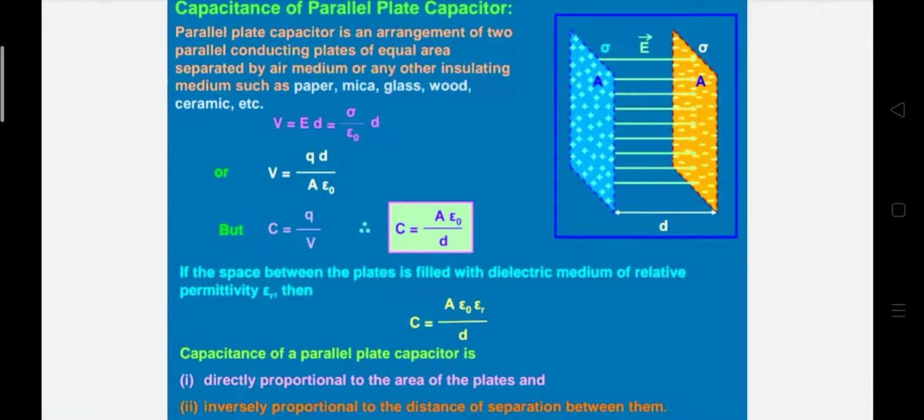If the space between the parallel plates is filled with a dielectric medium of relative permittivity epsilon R, then C is equal to A epsilon naught epsilon R upon D. Or if it is filled with a dielectric material of dielectric constant K, then C is equal to K epsilon naught A upon D. The capacitance of a parallel plate capacitor is directly proportional to the area of the plates. From the formula, C is directly proportional to A, or C is inversely proportional to D, the distance between the plates.